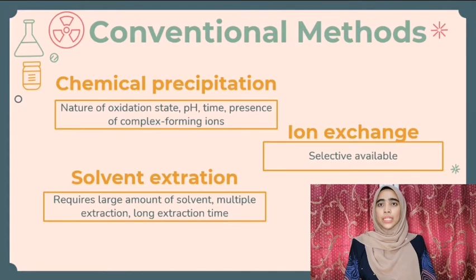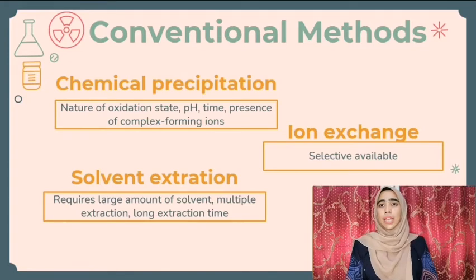Several methods have been introduced for the treatment and removal of heavy metals over the last few decades. Standard procedures used for metal uptake are chemical precipitation, lime coagulation, ion exchange, reverse osmosis, and solvent extraction. Those conventional methods are limited by several factors. For example, chemical precipitation has the same mechanism as the coagulation process. Factors that influence this method are the nature of the oxidation state, pH, standing time, and the presence of complex-forming ions.